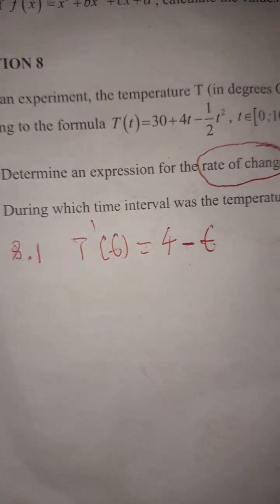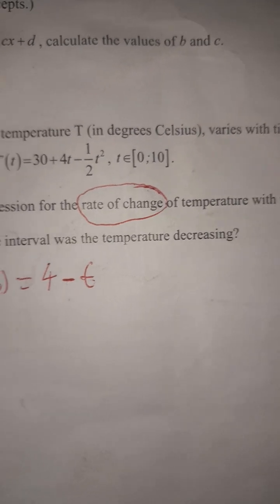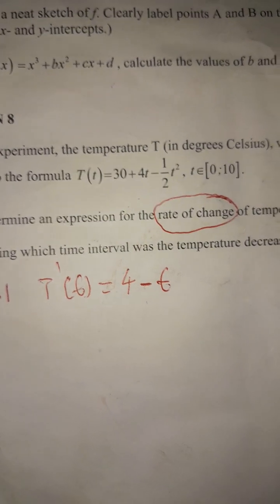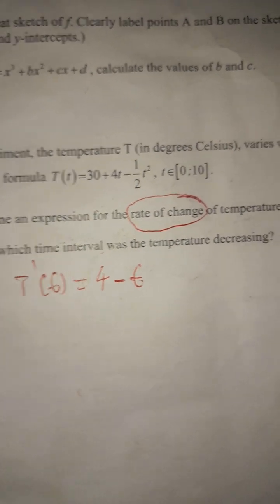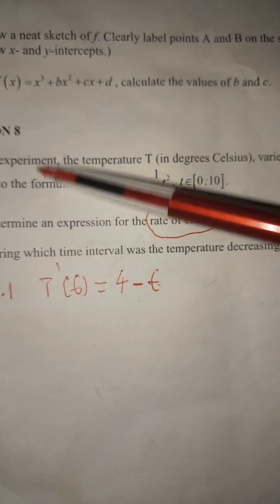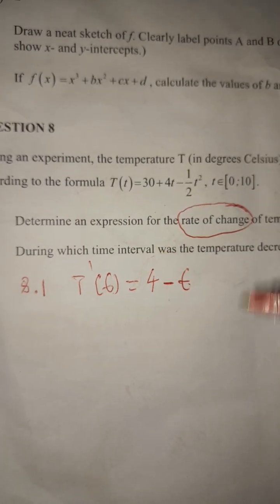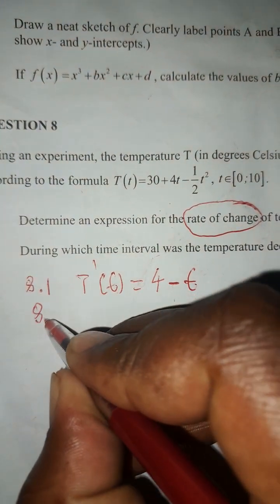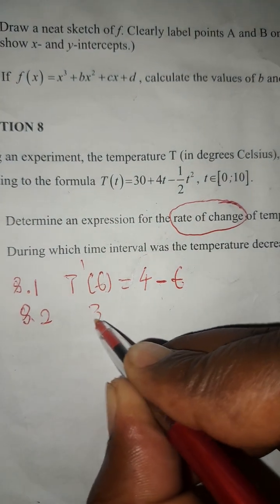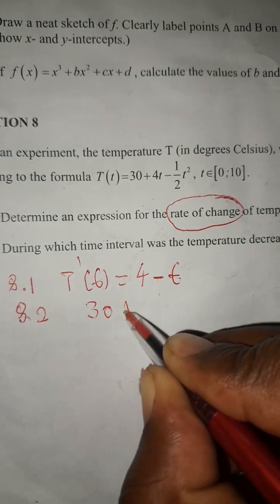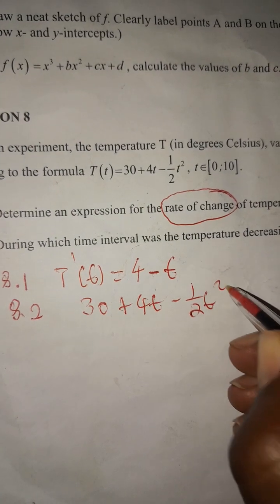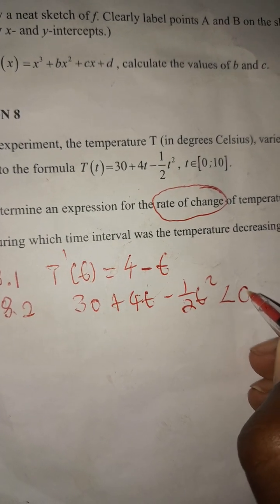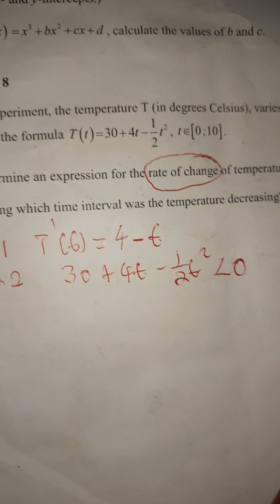It's 4 marks, right? They said, during which time interval was the temperature decreasing? Mind you, they're not talking about the rate of change, they're not talking about this formula. They said, during which time was the temperature decreasing? So they're talking about the original formula where it's decreasing: 30 plus 4t minus half t squared. Remember it's decreasing, so it will be less than 0 in this case.